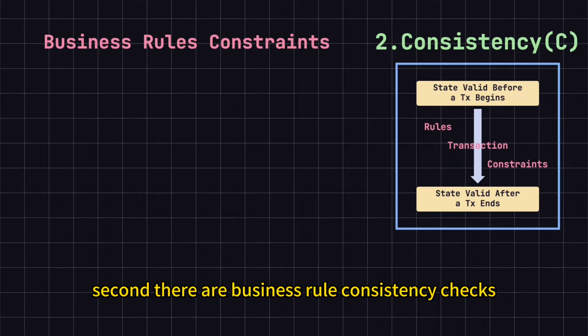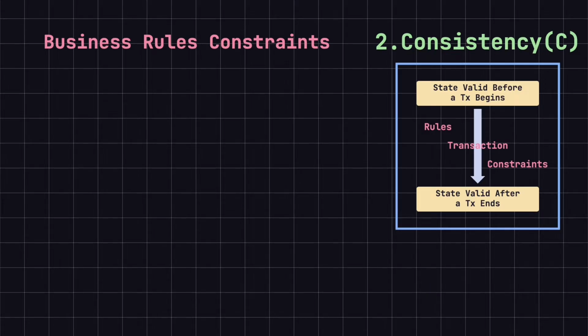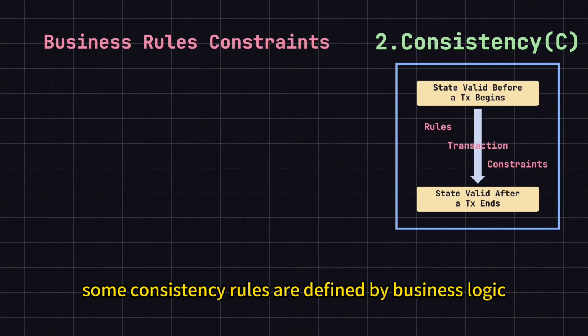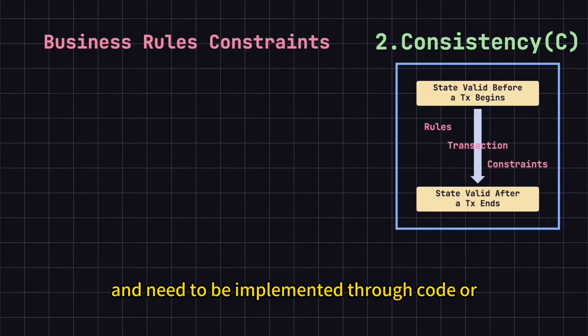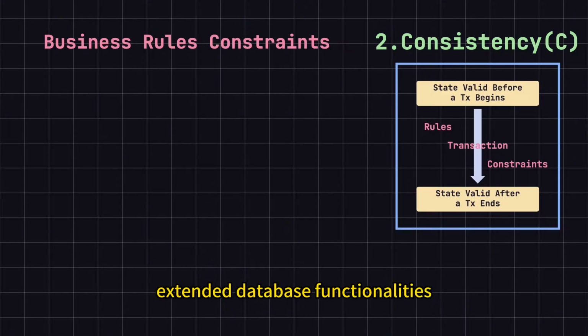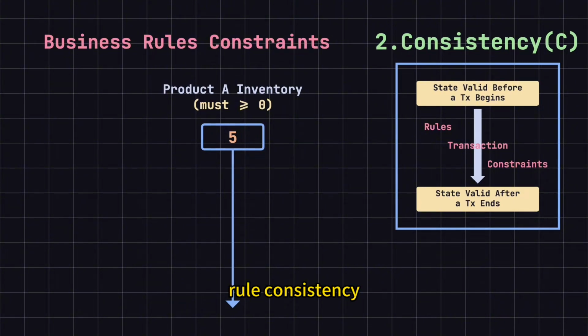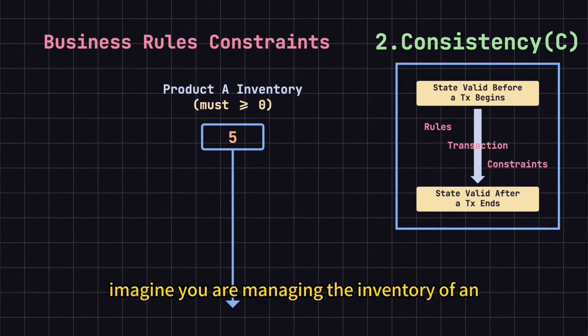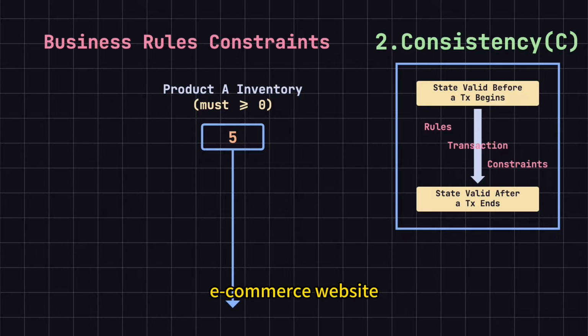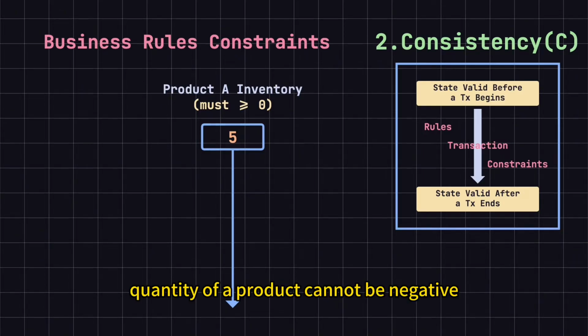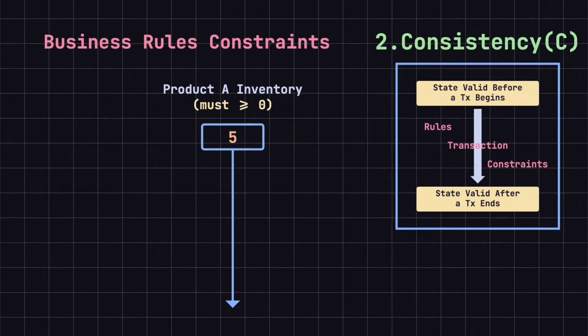Second, there are business rule consistency checks. Some consistency rules are defined by business logic and need to be implemented through code or extended database functionalities. Let's look at a specific example of business rule consistency. Imagine you are managing the inventory of an e-commerce website. The system rules state that the stock quantity of a product cannot be negative.